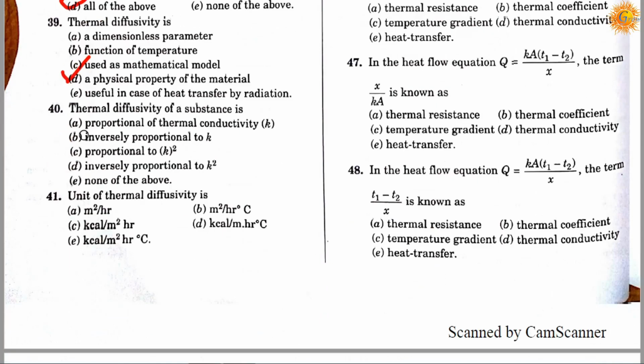Question number 40. Thermal diffusivity of a substance is option A, proportional to thermal conductivity K. Option B, inversely proportional to K. Option C, proportional to K square. Option D, inversely proportional to K square. Option E is none of the above. So correct answer is A, it's proportional to thermal conductivity K.